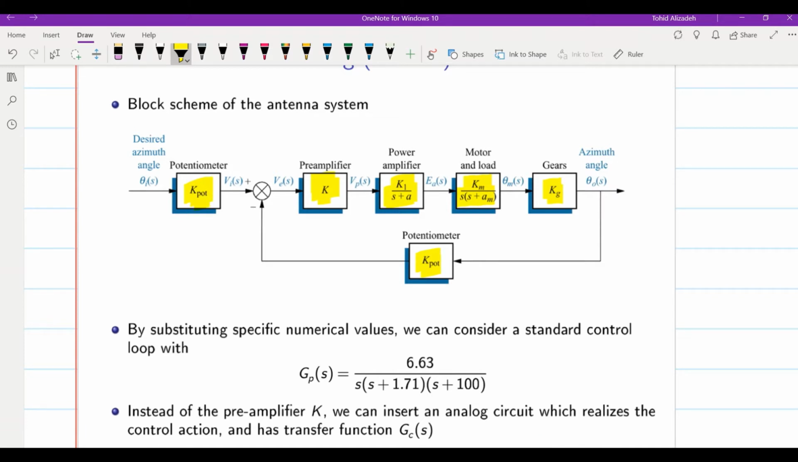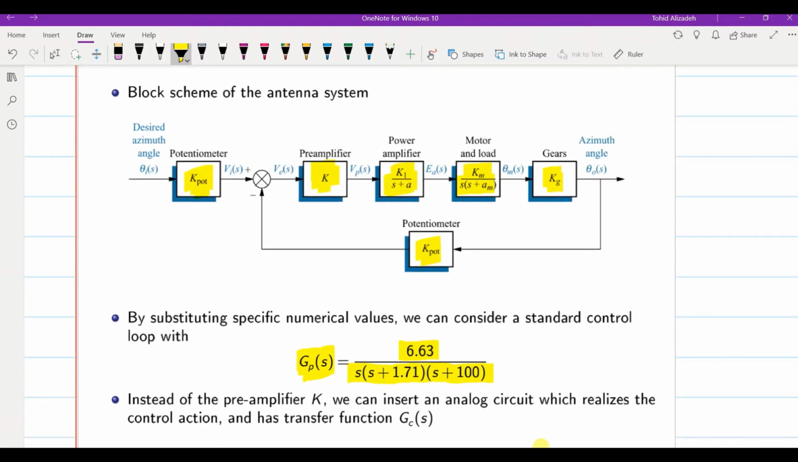If we combine all the blocks with each other and substitute some specific numerical values, we can consider the standard control loop that we had with the plant transfer function given here. GP of S equal to 6.63 over the denominator, which has 3 poles. One at the origin, one at minus 1.71, and one quite far from the origin at minus 100.